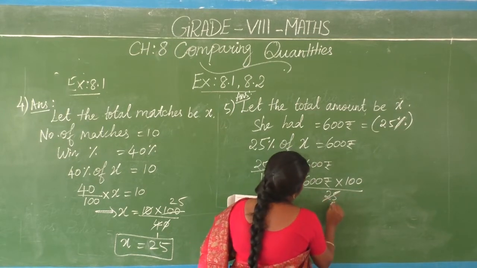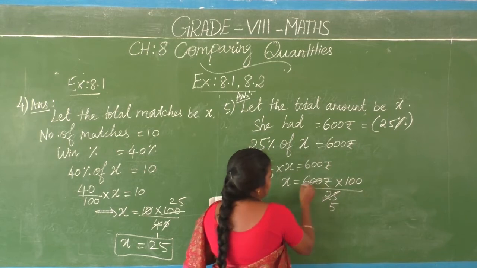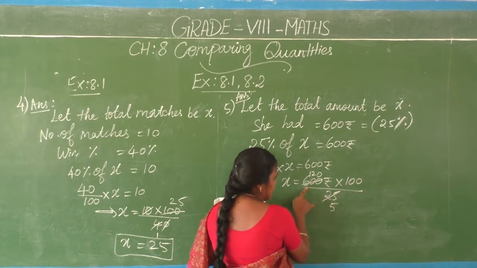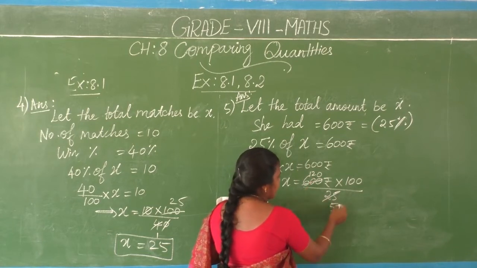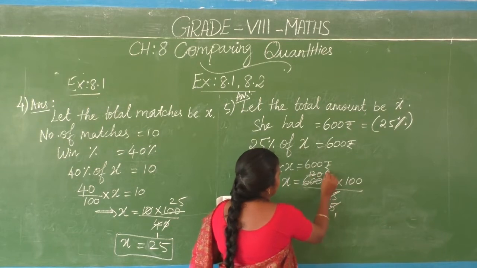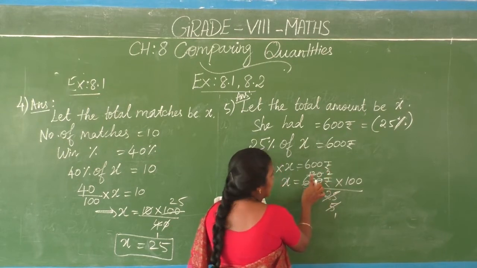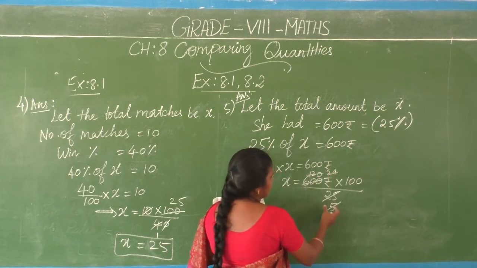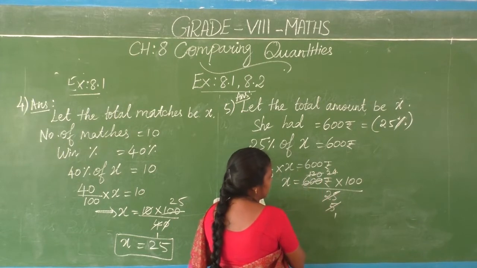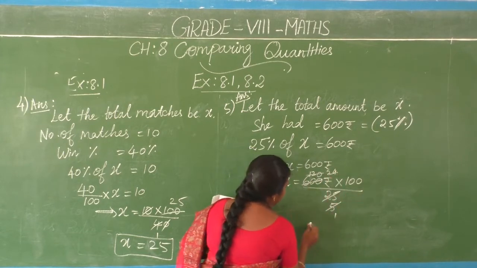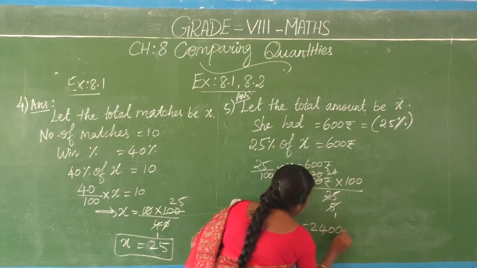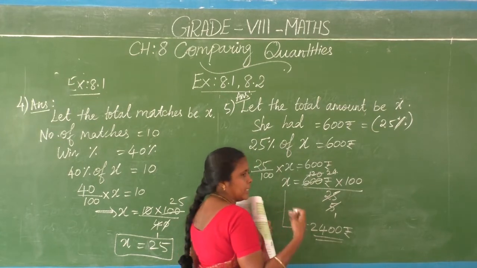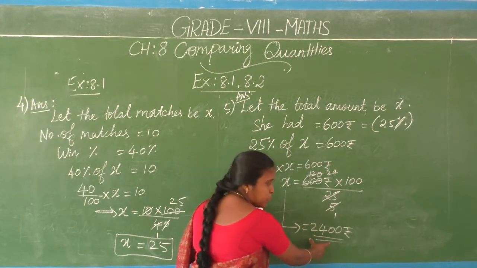Simplify. 5 5s are 25. 12 5s are 60 with 1 zero, 12 5s are 600. 5 5s are 25. Again, 1 5 is 5. 2 5s are 10. Remainder 2, nothing but 20. So 4 5s are 20 comes. Clear? 24 5s are 120. Now which is remainder? 24 into 100, nothing but 2400 rupees. So her total value, in the beginning she had an amount of 2400 rupees.